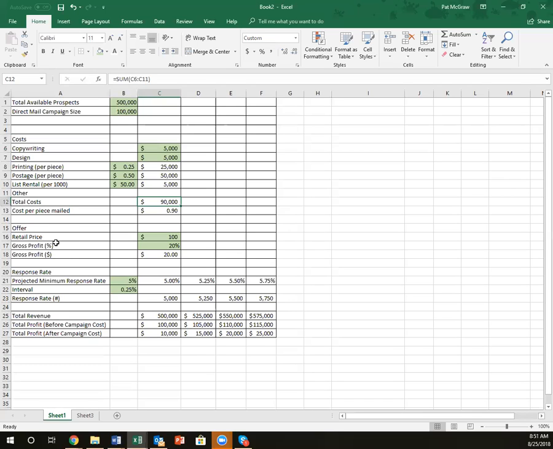Now, let's talk about the offer. For this one, a retail price of $100, and that's going to generate 20% profit per sale. So for every item sold, they're going to have a 20%, or $20, profit. Now, this could be a $250 or $500 item that they're going to sell here for $100 in order to attract new business. But the cost allowed them to still generate a 20% profit.